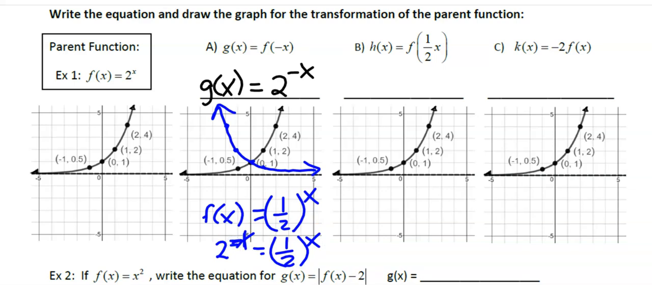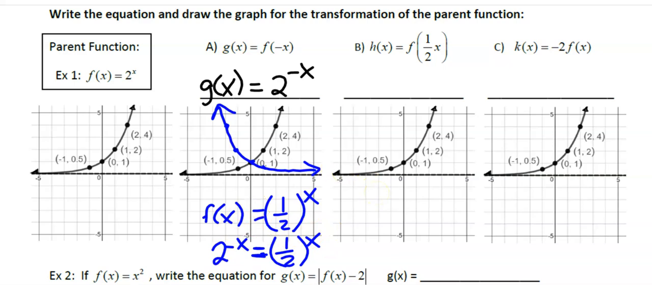I didn't write that very well. Let me try that again. 2 to the negative x is equal to 1/2 to the positive x. Because when you put a negative exponent on something, you just take the reciprocal of the base. In this case, 2 becomes 1/2, and change the exponent positive. So they are exactly the same function.